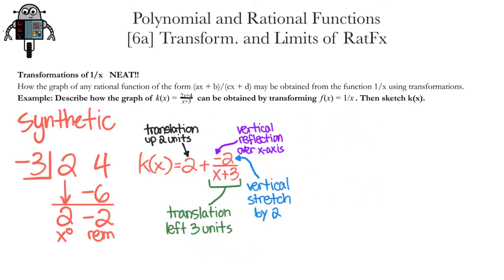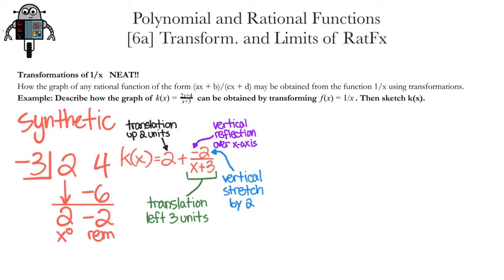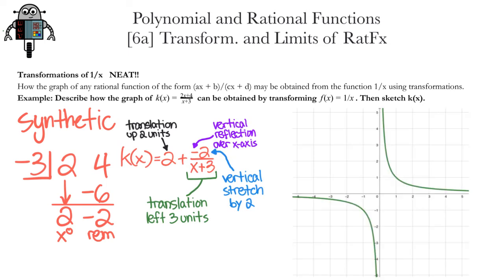Now I think we could sketch the function k of x, as long as we start with the original function f of x equals 1 over x. So I'll grab 1 point on the graph, 1, 1. Left 3 units, double the y value to get to 2, flip that over the x-axis to negative 2, and then shift it up 2 units to 0.